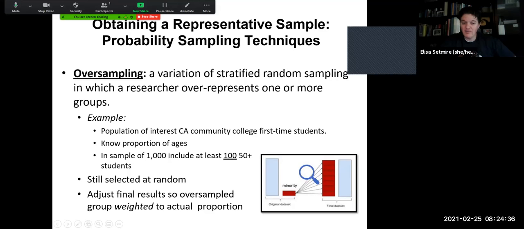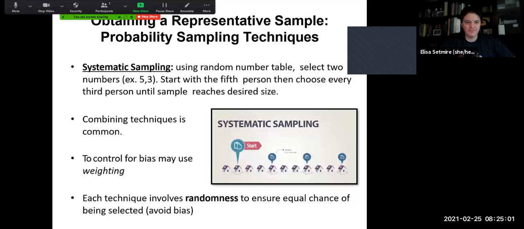We're still selecting them at random, and we're going to adjust our final results so that the oversampled group is weighted to the actual proportion. But if we're really interested in that group of 50 and over students, we want to make sure that we get enough data from that category that we can actually get the results that we're looking for. And then we might have to adjust the data and weight it later to make sure that it all kind of comes out equally in the end.